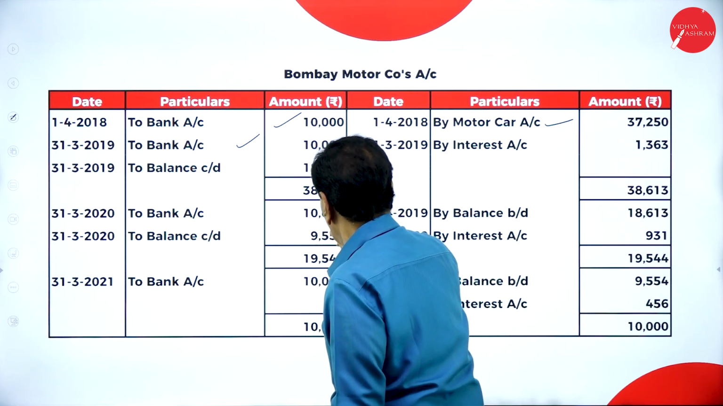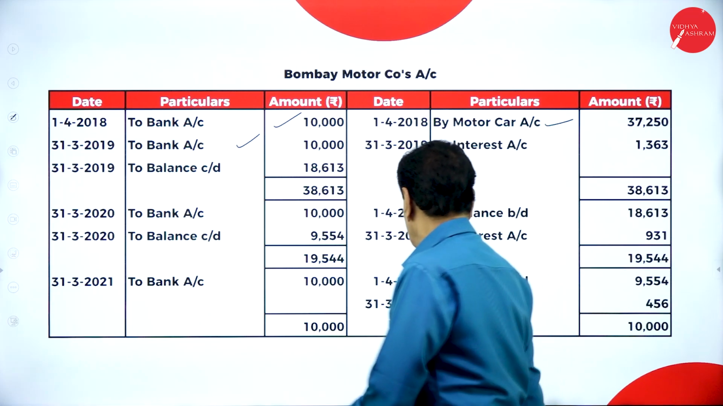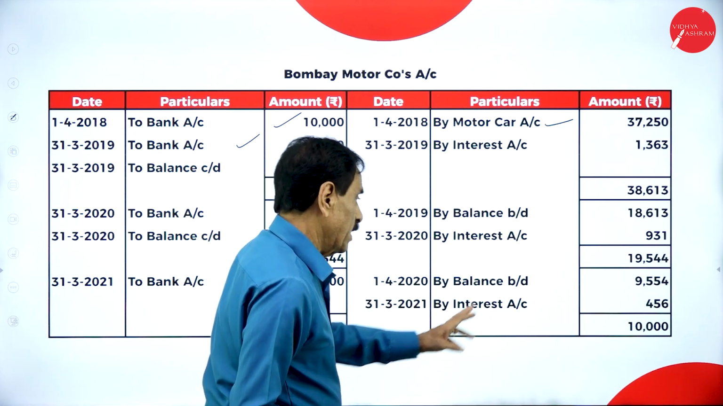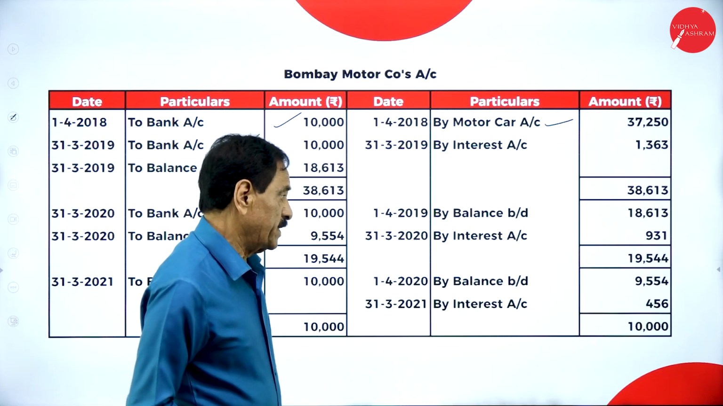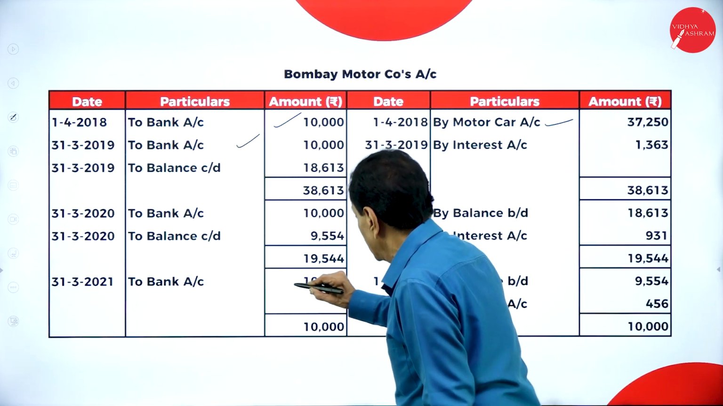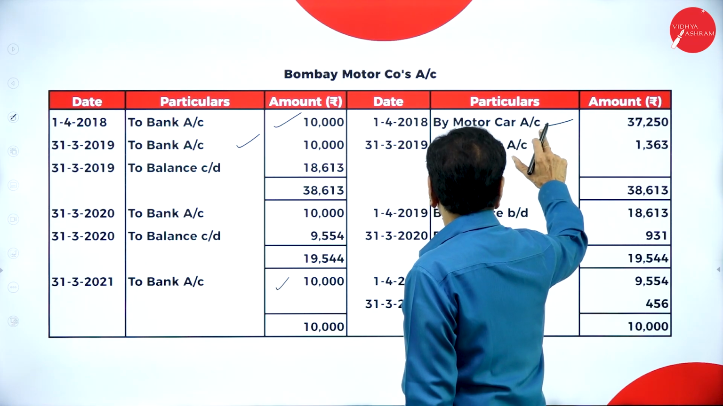To bank account, how much did you pay? 10,000. The balance is 9,554. Brought down, by balance brought down 9,554. Interest of that year 456. Totally how much do we pay? 10,000. Clear off. How will it be?